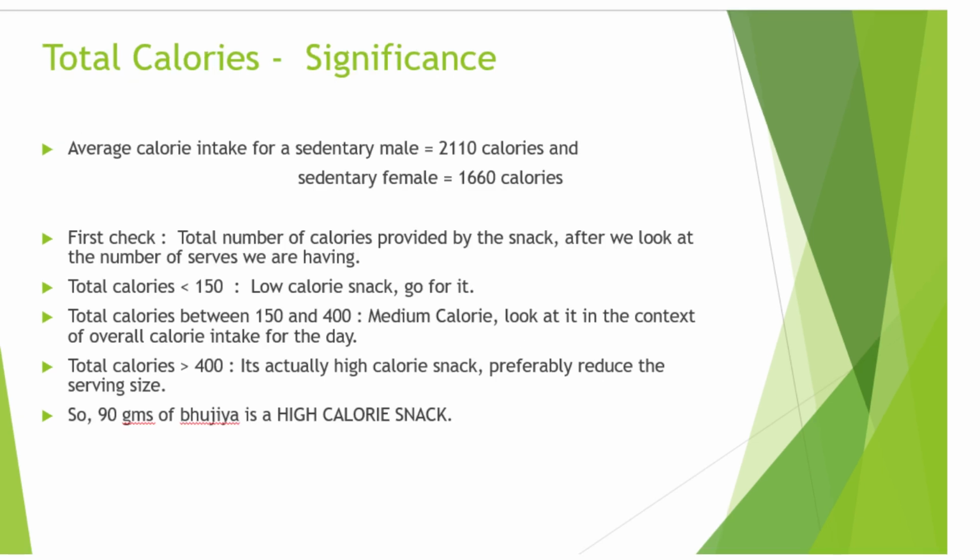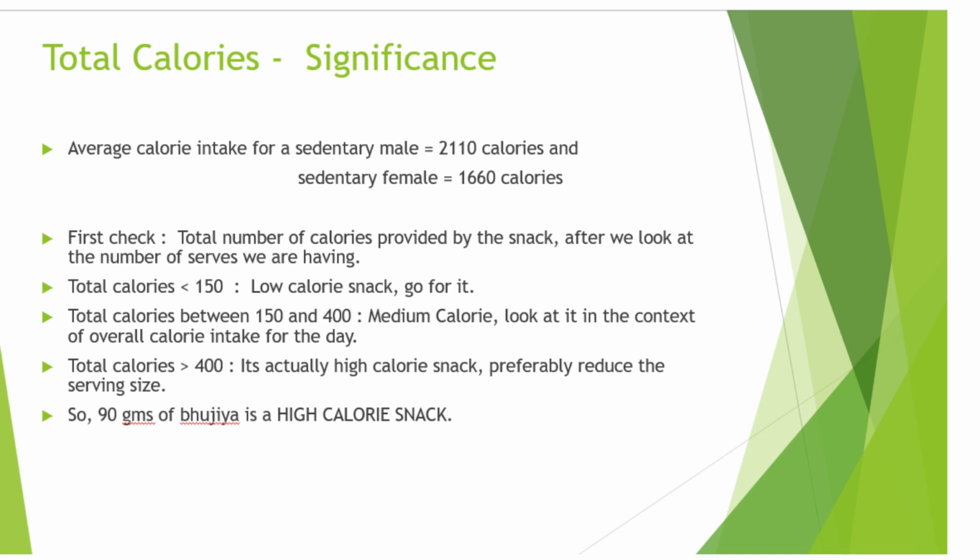So if a particular person is supposed to eat X grams of fat, and let's say 75% of that is coming from this snack, which is definitely not a good idea. So we start with the basic thing first, which is total calories. The average calorie intake for a sedentary male is 2110 calories, and for a sedentary female is 1660 calories. So even before we bother about the nutrient profile, the first and foremost thing to look at is the total number of calories this snack is giving me.